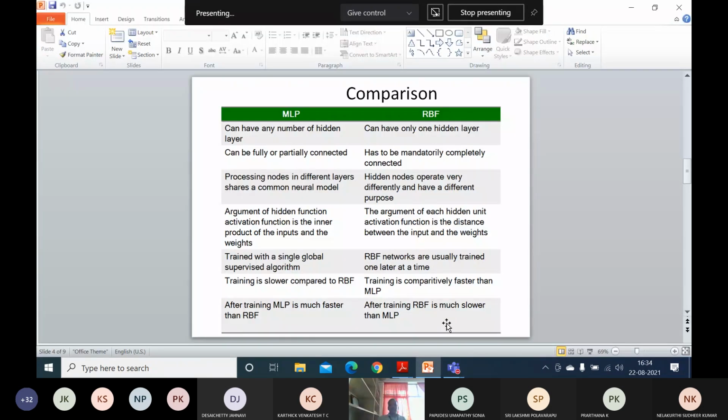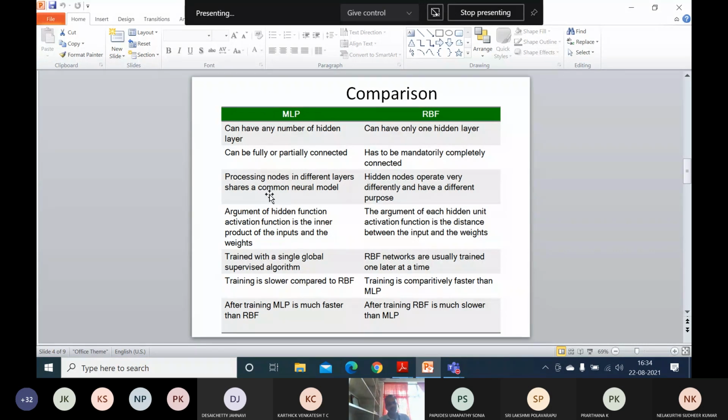Both are feed-forward networks. One is the MLP, multi-layer perceptron, where we can have any number of hidden layers. But in the case of RBF, it is restricted to only three layers, so only one hidden layer is possible. In the case of MLP, it can be fully or partially connected. That is also possible. But in the case of RBF, it needs to be completely connected. Why? Because there is a transformation from non-linear functions to a linear function from the hidden units to the output units. So for that purpose, it should mandatorily be completely connected.